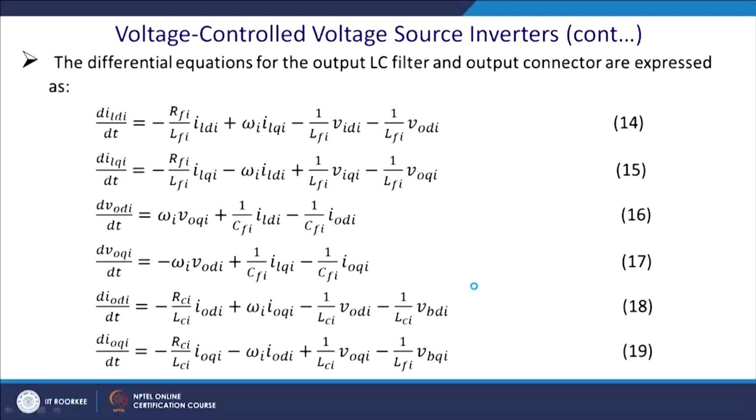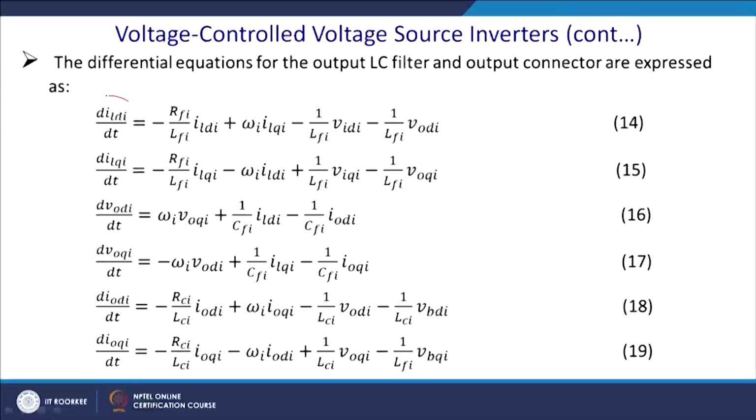So, based on that we have a whole set of equations. These are the state variables, and ultimately we need to write the state space model. So, it is the di/dt of the load current in the d axis. You can write this parameter in the equation as Rf by Lf, because you have a resistance into ILdi with omega, there will be a q term ILqi, and thereafter minus 1 by Lf into Vdi minus 1 by Lf into Vo di.